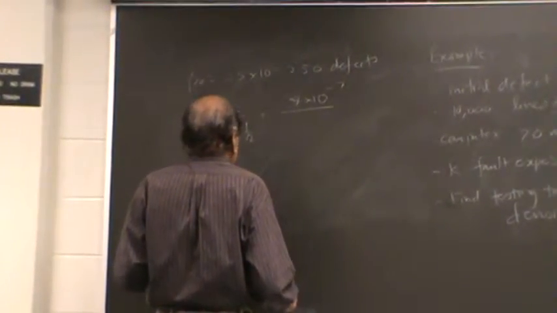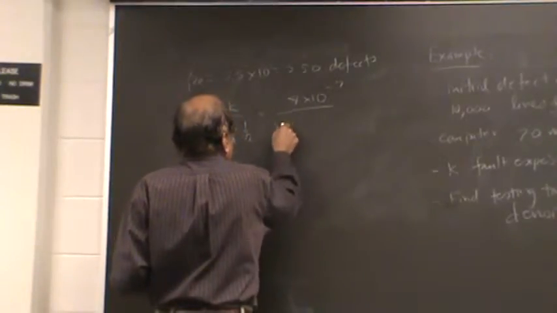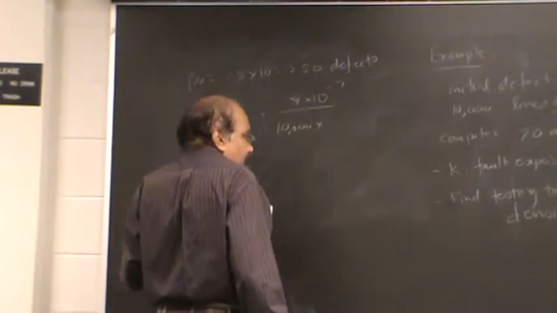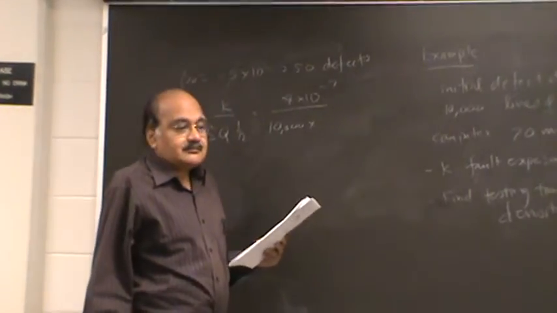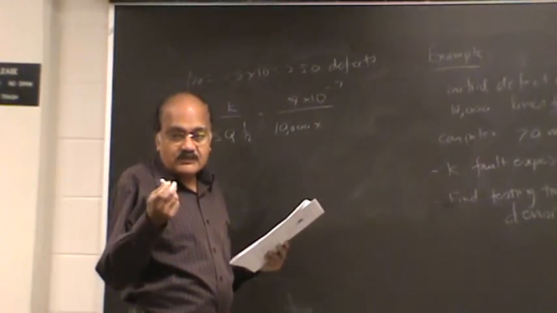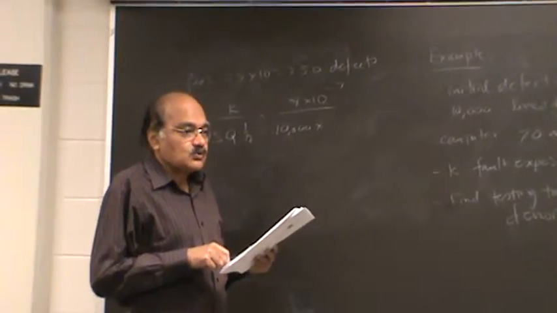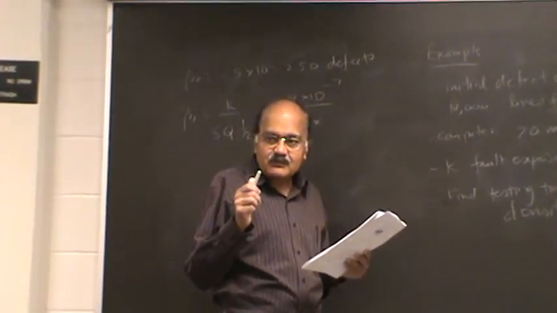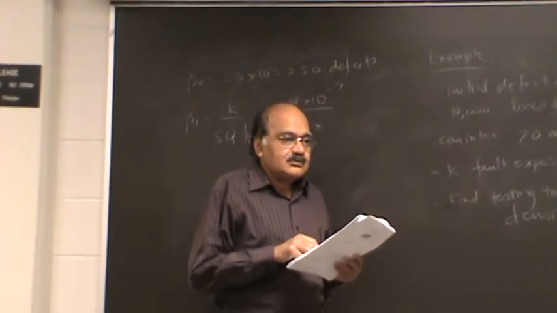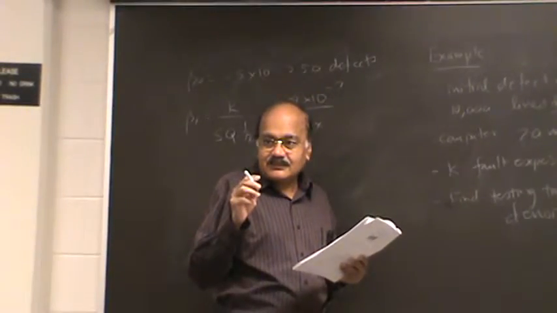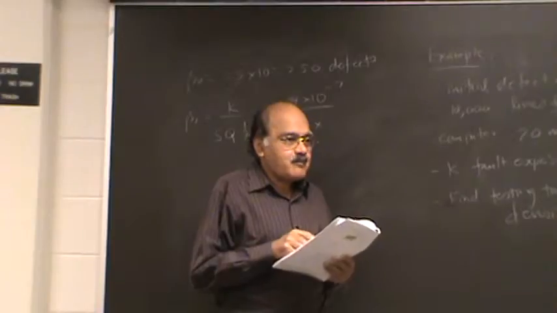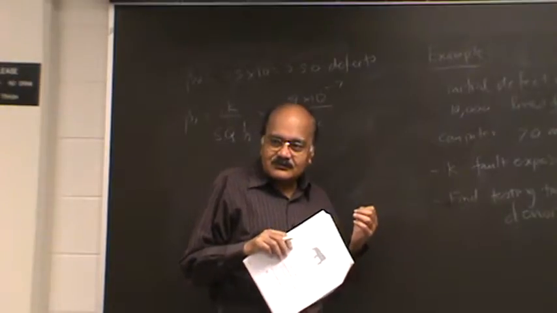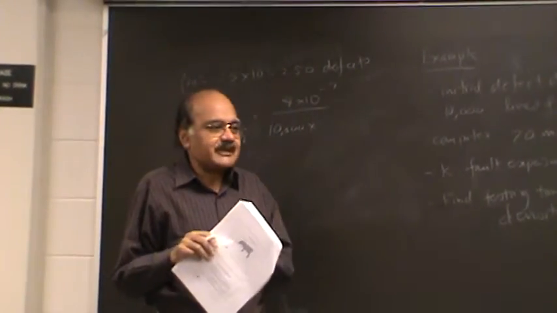And S is 10,000 lines multiplied by Q, and we can look this up. There's a table given in the book that I have made available on the course website on software reliability. It's called, what's it called, Software Reliability Handbook or something close to that, but it's on our website.